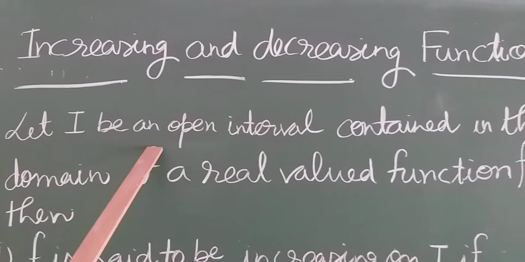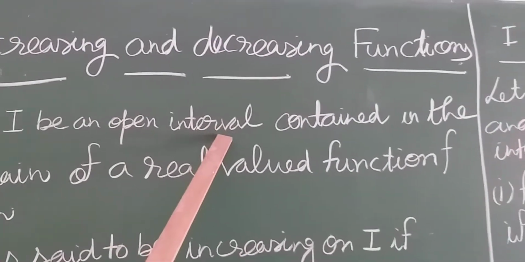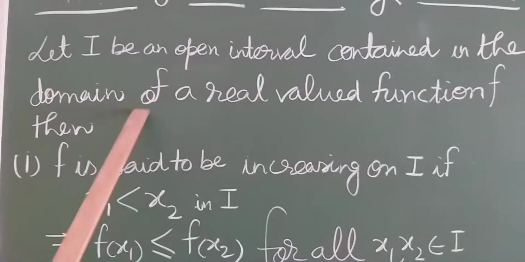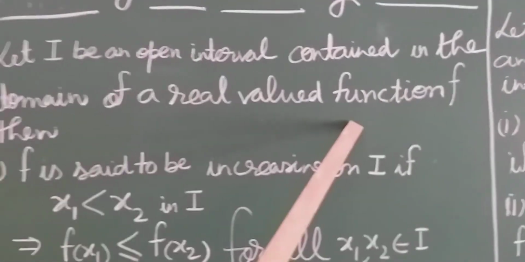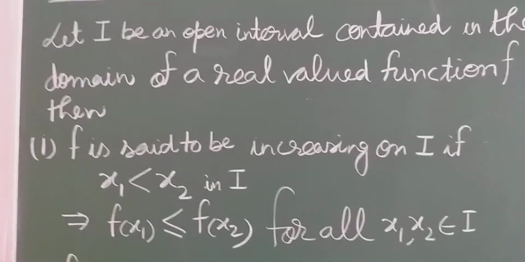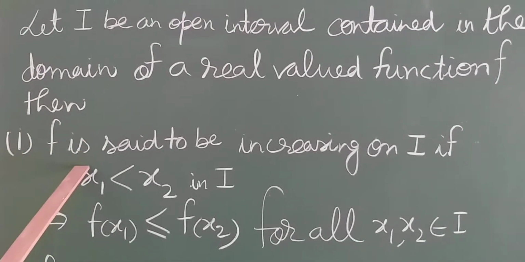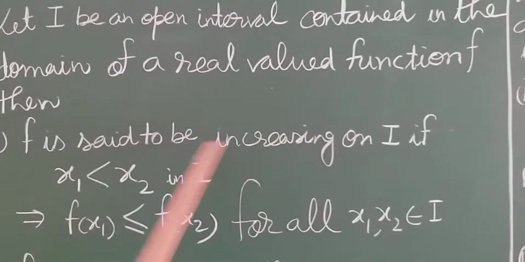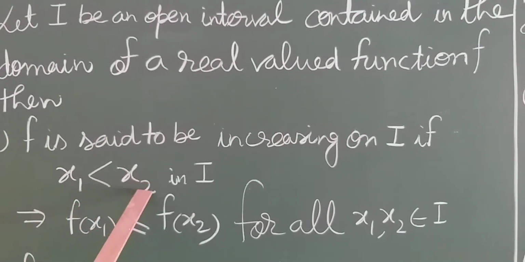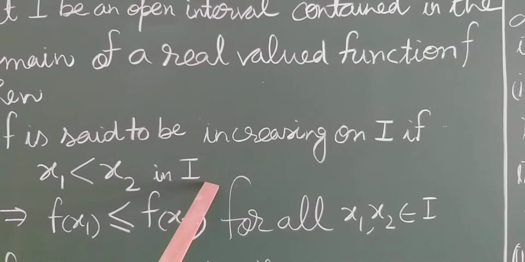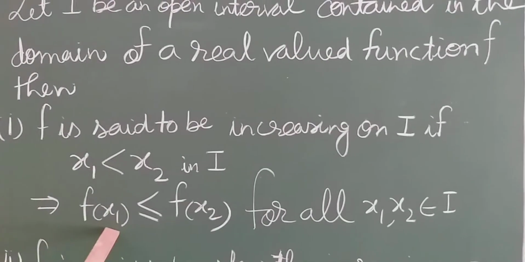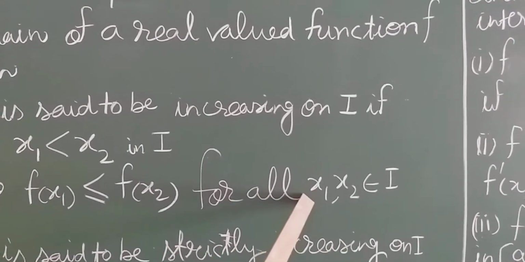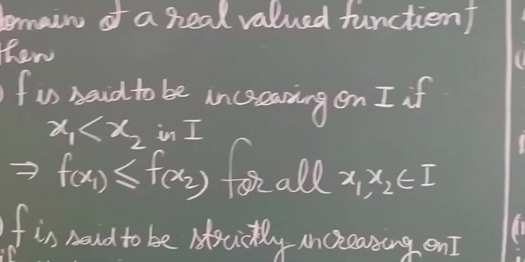Let I be an open interval contained in the domain of a real valued function f. Then f is said to be increasing on I if x1 less than x2 in I, then f(x1) is less than or equal to f(x2) for all x1, x2 belongs to I.